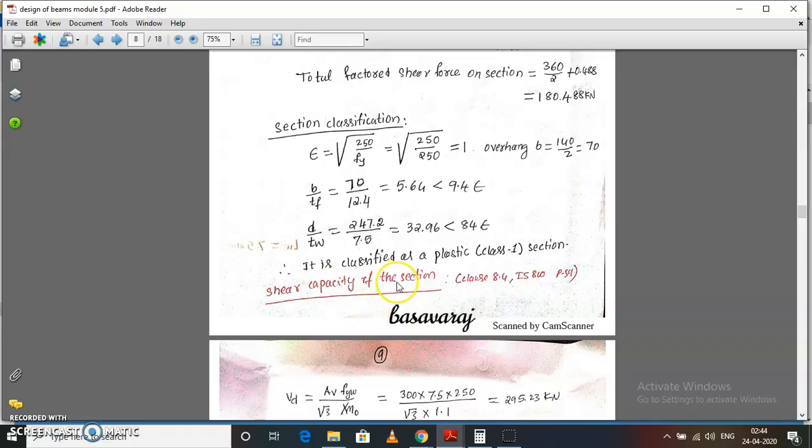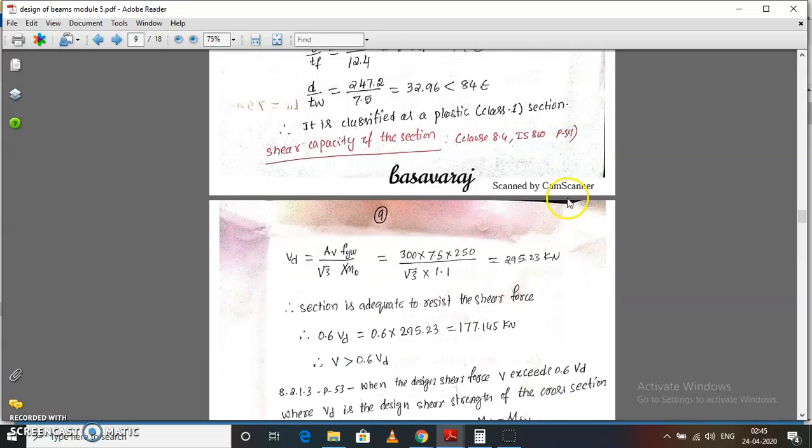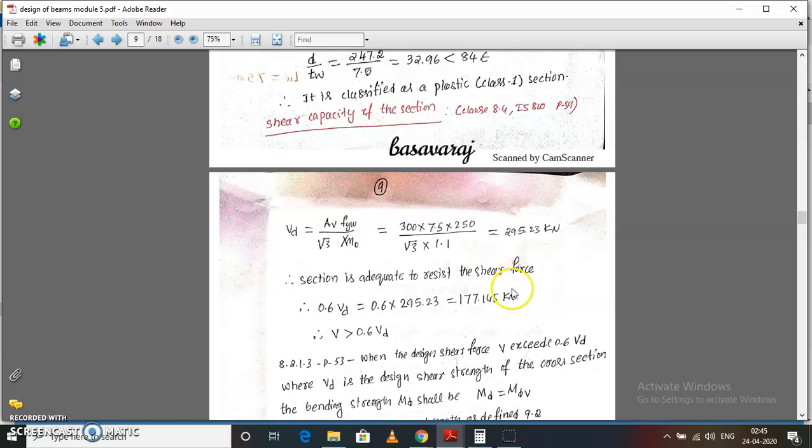Now the shear capacity of the section. The shear capacity of the section can be calculated as per clause 8.4 of IS 800, page number 59. So we have the formula Vd is equal to Av Fyw divided by root 3 into gamma m0. Av, area of the web, is depth of the web 300 into 7.5 thickness of the web, into Fyw 250 yield stress of the web, divided by root 3 into gamma m0 1.1, that is equal to 295.23 kilonewton.